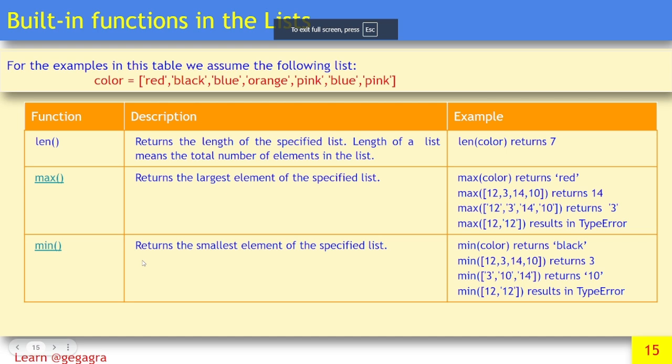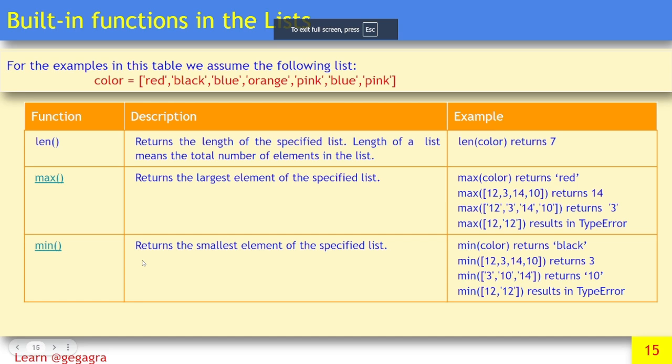So here this is the min function. It returns the smallest element of the specified list. If you apply min on the color list, the minimum here is black, though there are two words starting with B, one is black and the other is blue.